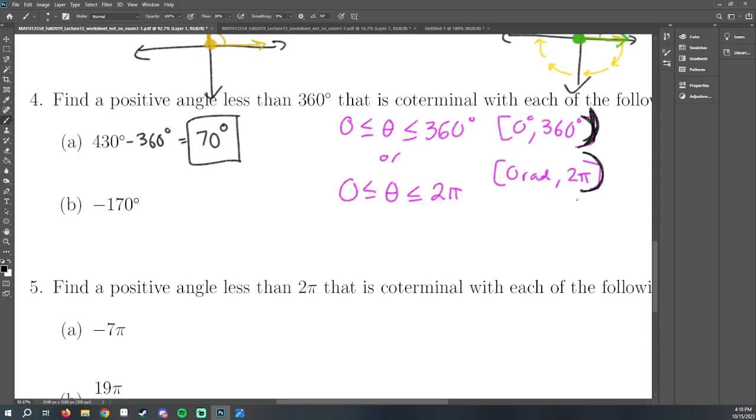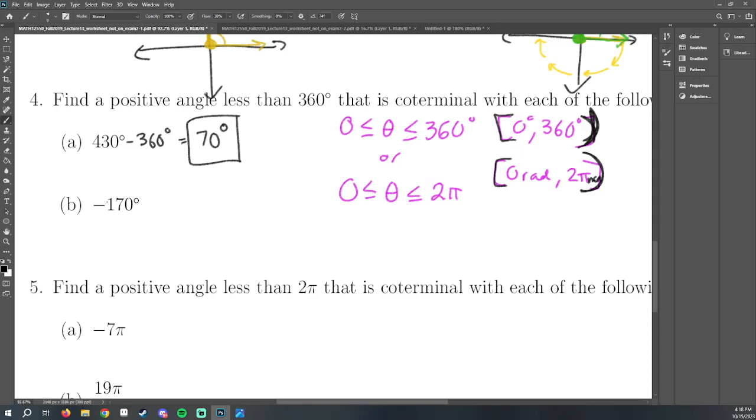They both represent pointing straight to the right, like an angle that has no measure. So you can think of those endpoints as being parentheses on the right rather than brackets. They are brackets on the left, though. So in a problem like this, you're always going to be trying to get into the range of 0 degrees to 360 degrees, including 0 but not 360, or 0 radians to 2 pi radians, including 0 but not 2 pi.